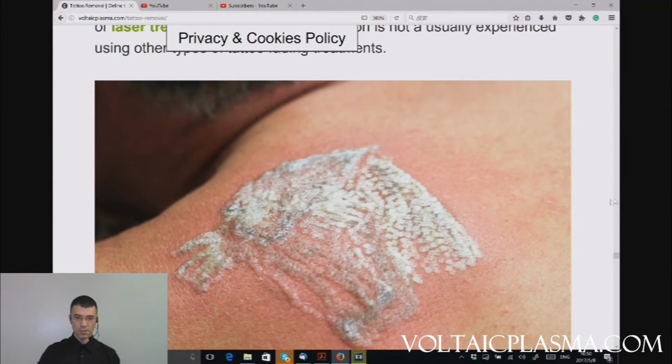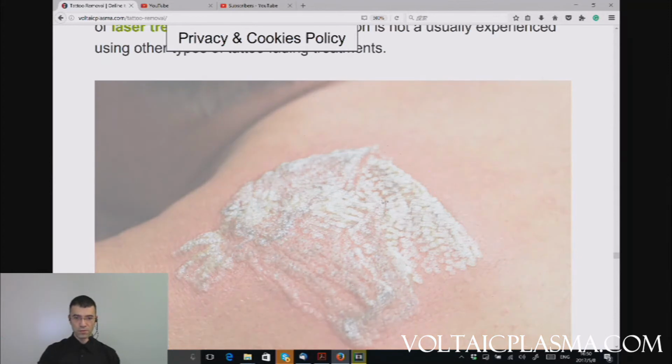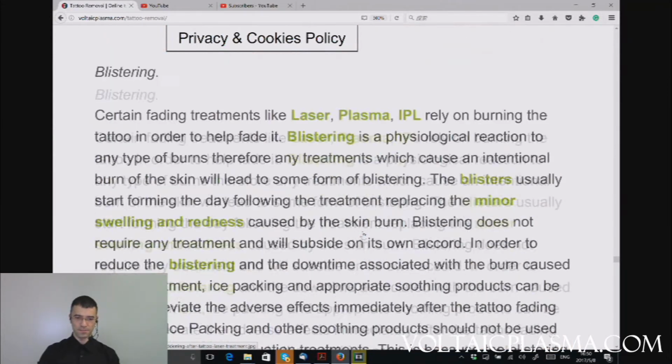This is the frosting soon after a laser tattoo removal procedure. It's quite a good picture because it shows you two things: the frosting in one way, and also the redness around the tattoo. The redness tends to start half an hour after the area has been treated.